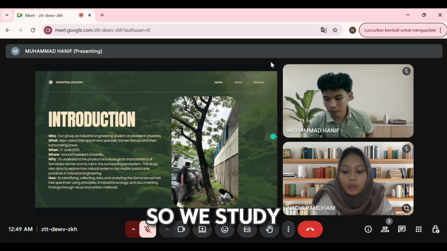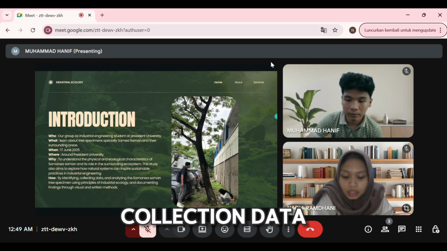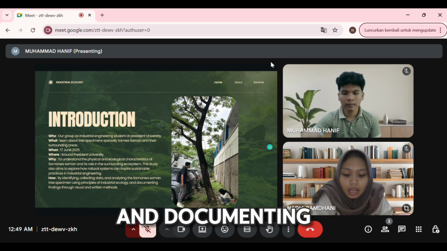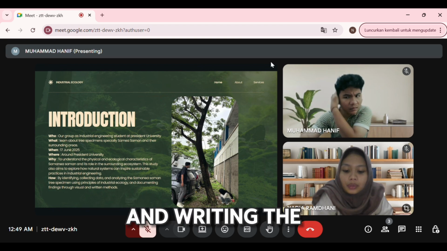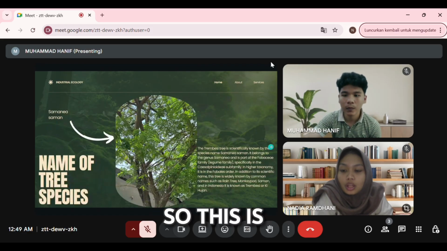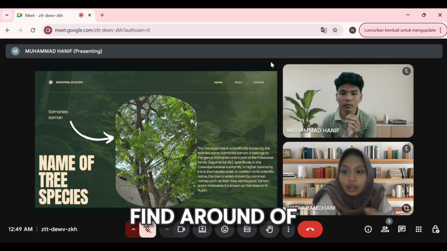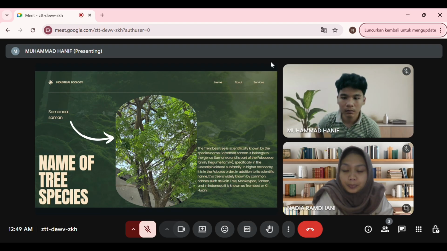So we study this by collecting data and analyzing the Samanea saman using the principles of industrial ecology, and documenting findings through visuals and written methods. Next. So this is the Samanea saman that we can find around our President University park.